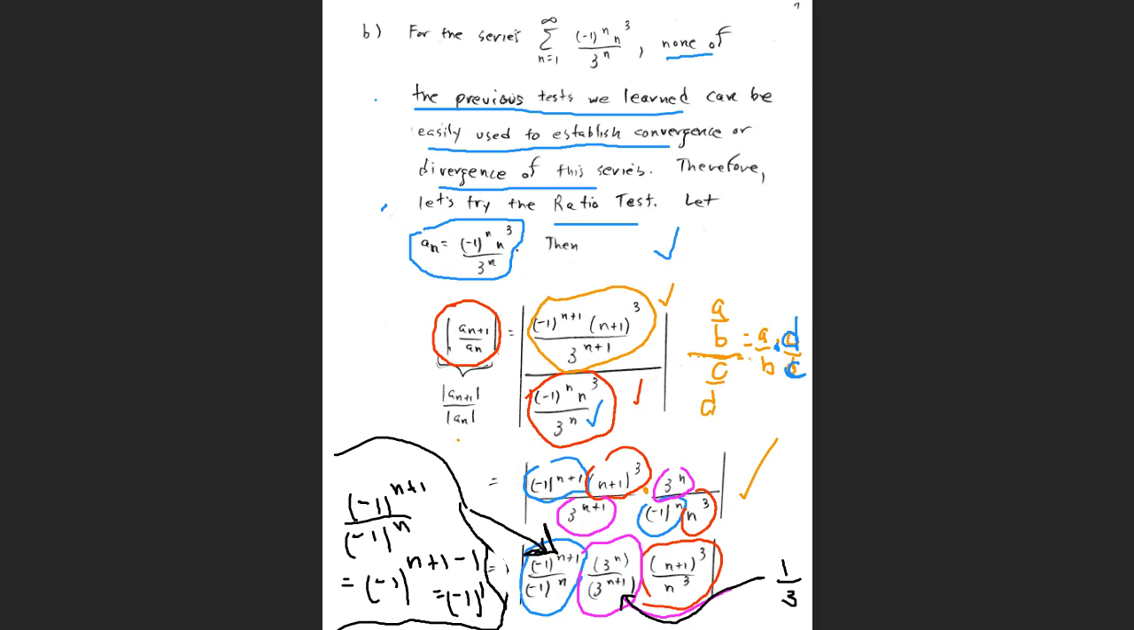Another way you can think about it is 3 to the n over 3 to the n plus first power equals 3 to the n over 3 to the n times 3 to the first power. And the 3 to the n powers simplify out, giving you 1/3. That's another way to think about it. How many like that way a little better, as opposed to subtracting the exponents? Okay, that's good. All right, Jonathan.